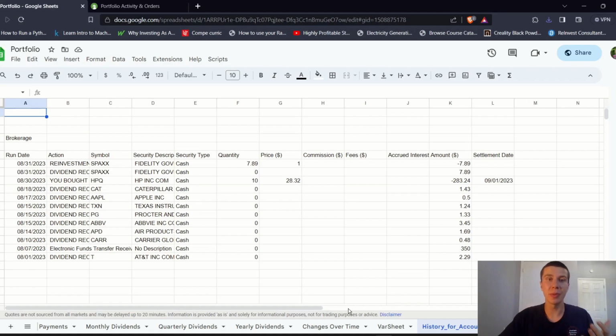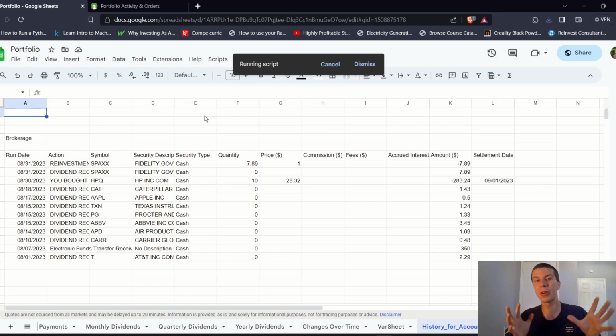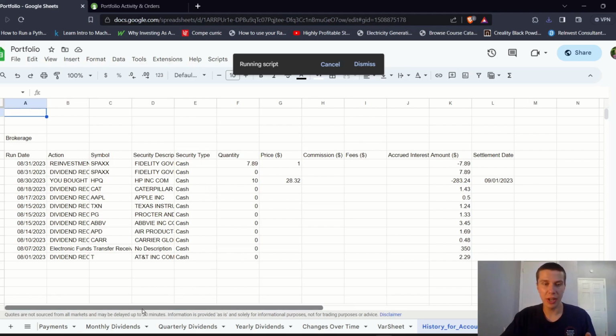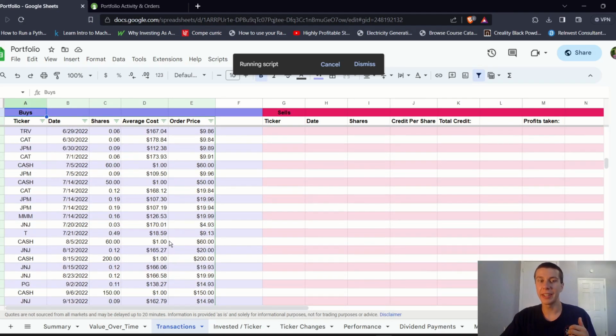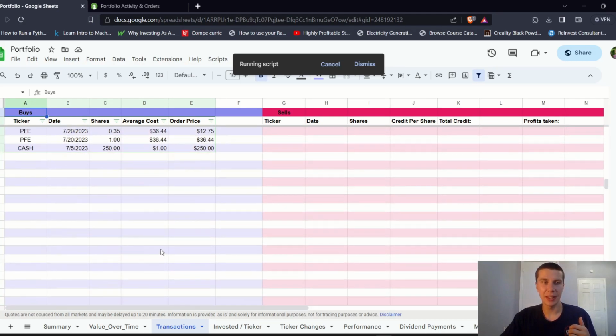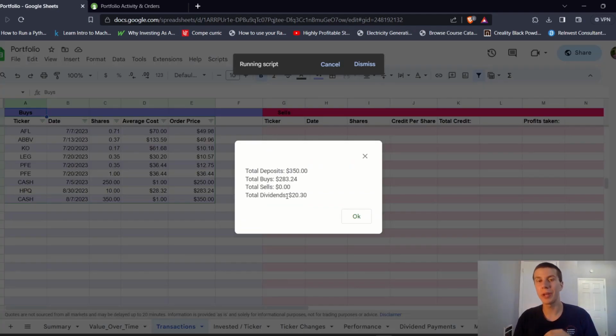So the data is loaded into my spreadsheet now, so I can just run this script for parsing Fidelity transactions, and then I'll run through the transactions and put the buys and sells in the appropriate columns and put the dividends in the appropriate columns as well within my spreadsheet, and then it'll give us a little summary. So we'll start out by looking at the transactions once that finishes up. We'll go to the transactions tab and scroll down here, and it'll put all the buys and cash deposits in the left side here. So the script has finished running, and we can see the little summary here.